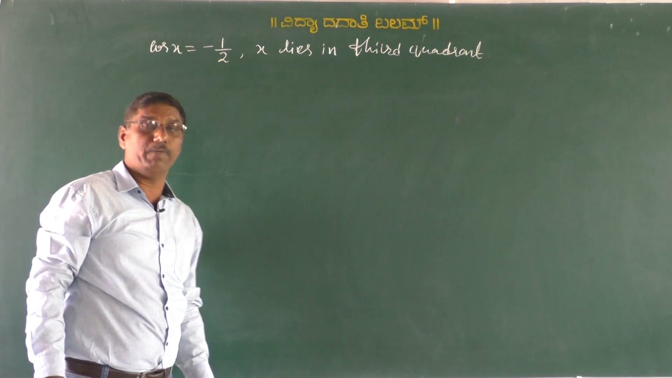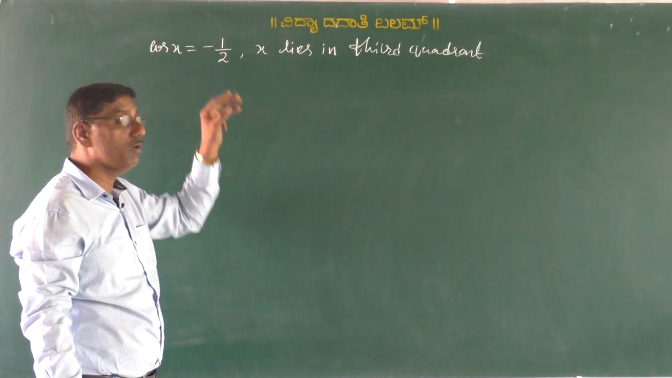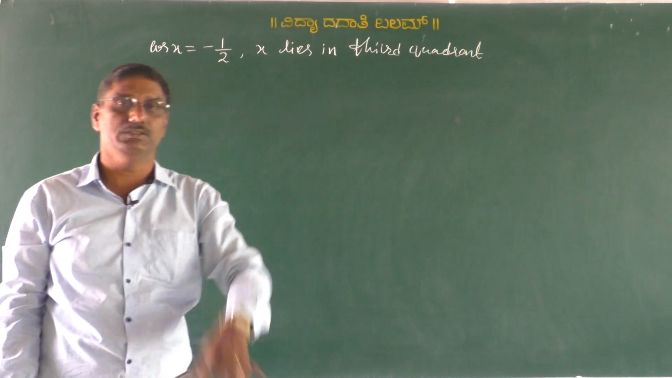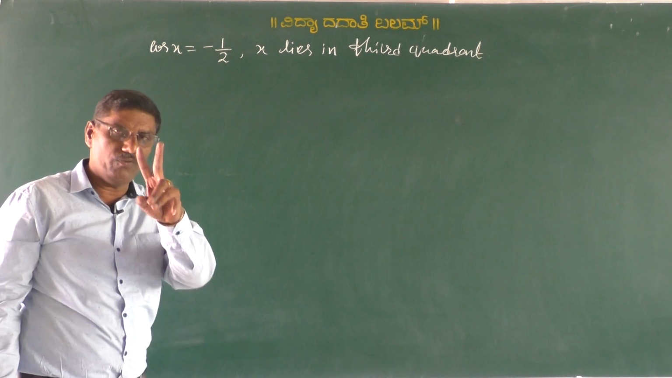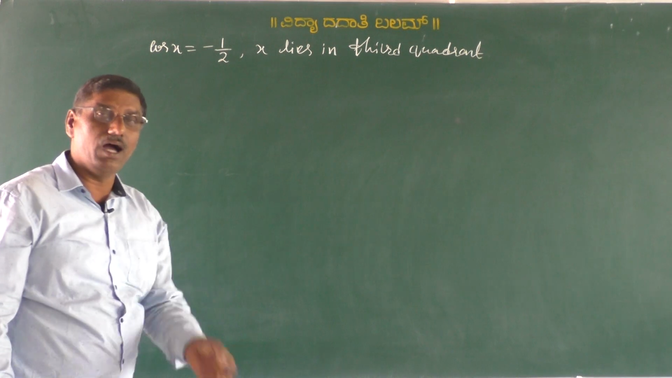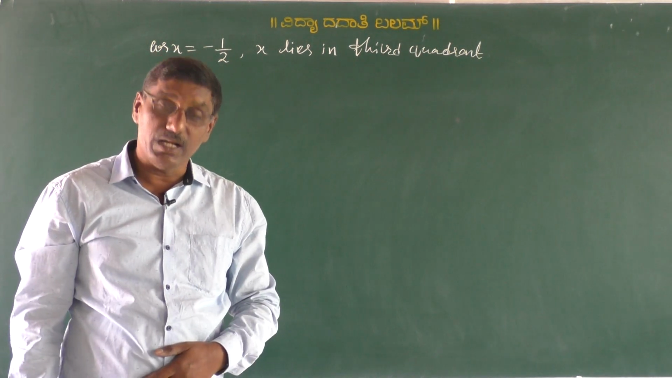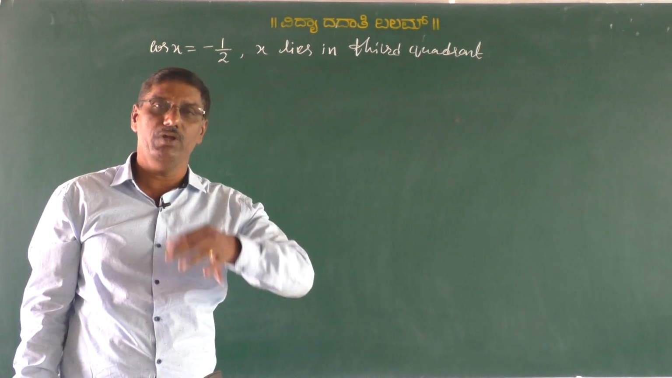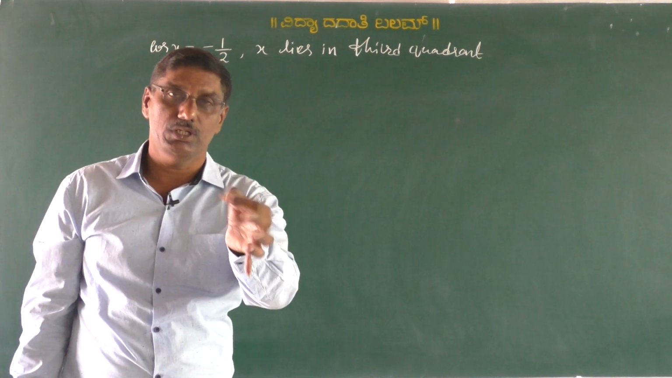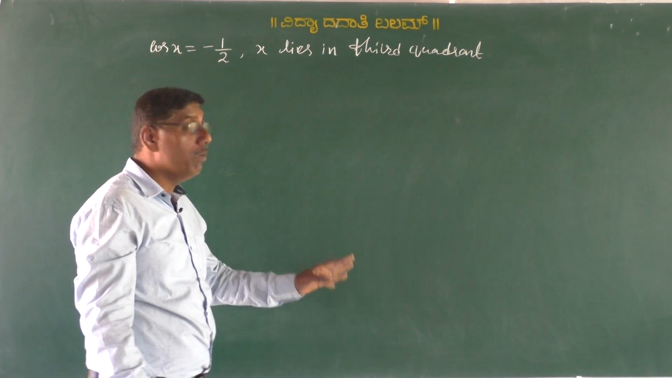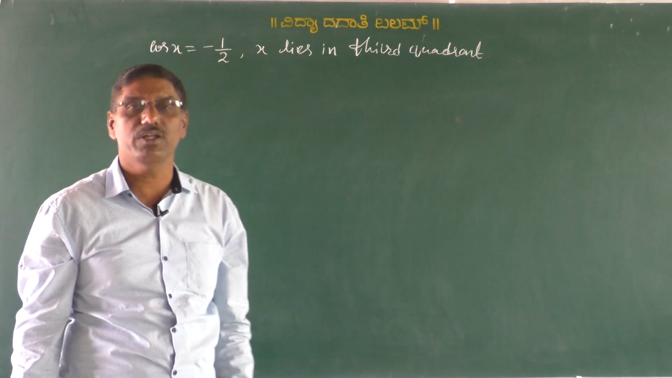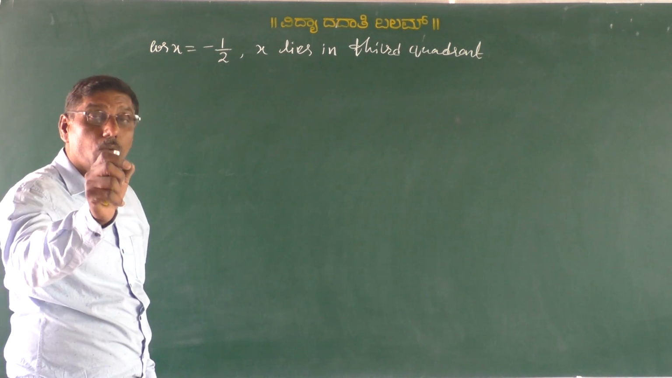Now, we have to express this cos x is equal to minus 1 by 2 in terms of the remaining 5 trigonometric functions. We can express it in two ways, that means two methods, my dear students. The first is by using the formulae, maybe identity formulae, reciprocal formulae, or quotient formulae. The second is by using the ratios of trigonometric functions. Let us see them one by one.